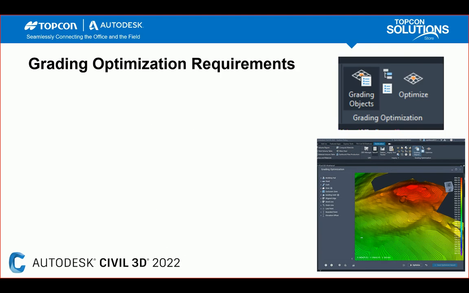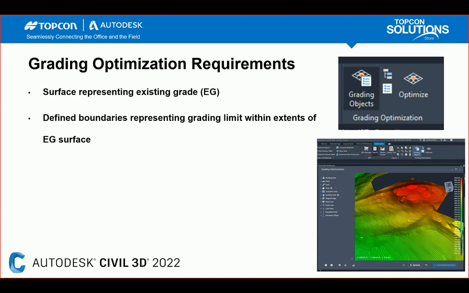Okay, grading optimization requirements. So a couple things required in order to start using it. So you need a surface representing your existing grade. You need defined boundaries representing grading limit within the extent of the EG surface. Basically, what sections am I going to grade on this surface? An idea of drainage plan and directions.